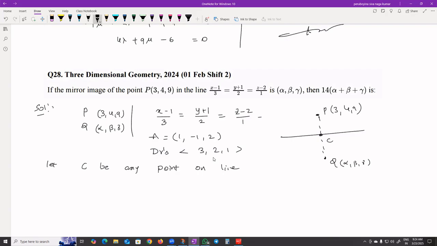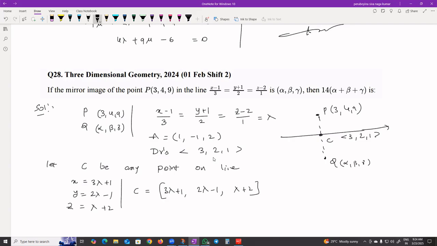So that can be, say lambda, and generate any point. X is equal to 3 lambda plus 1, y is equal to 2 lambda minus 1, and z is equal to lambda plus 2. So therefore C point will be 3 lambda plus 1 and 2 lambda minus 1 and lambda plus 2. Now we will calculate DRs, and we already know the line DRs. The line DRs are 3, 2, 1. Okay. So we need this PC DRs.